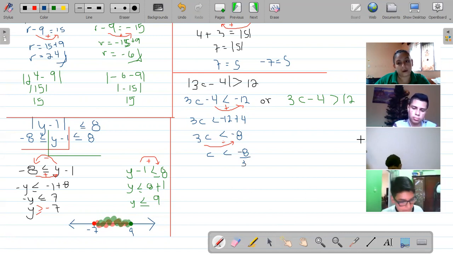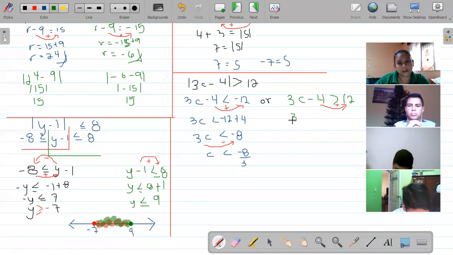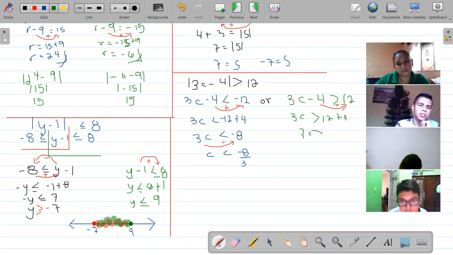We have our first number. Let's go with the second one. Variables on the right, on the left, check. Constants on the right, no. This should go to the other side. It goes added. So now I have 3c is greater than 12 plus 4. How much is 12 plus 4? 16. So 3c is greater than 16.